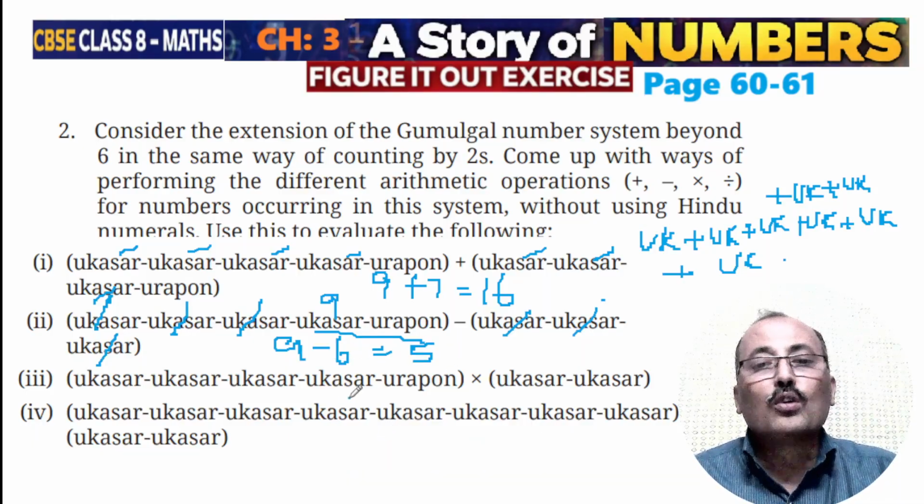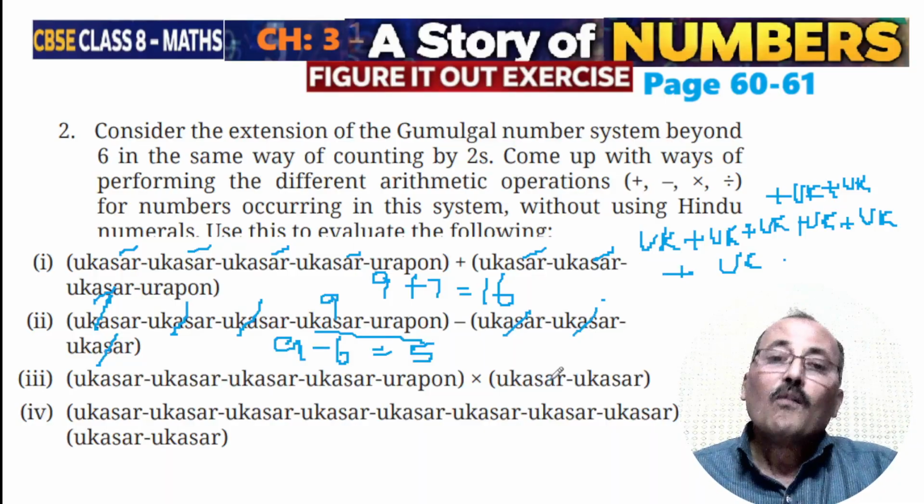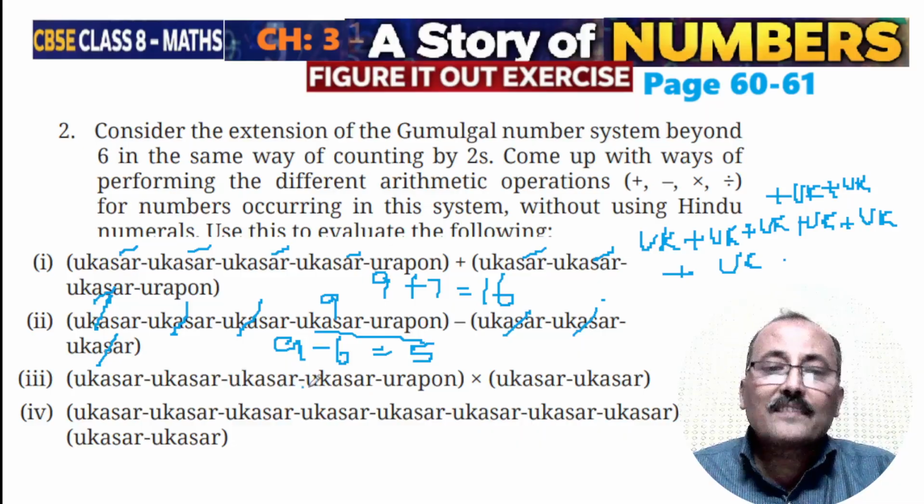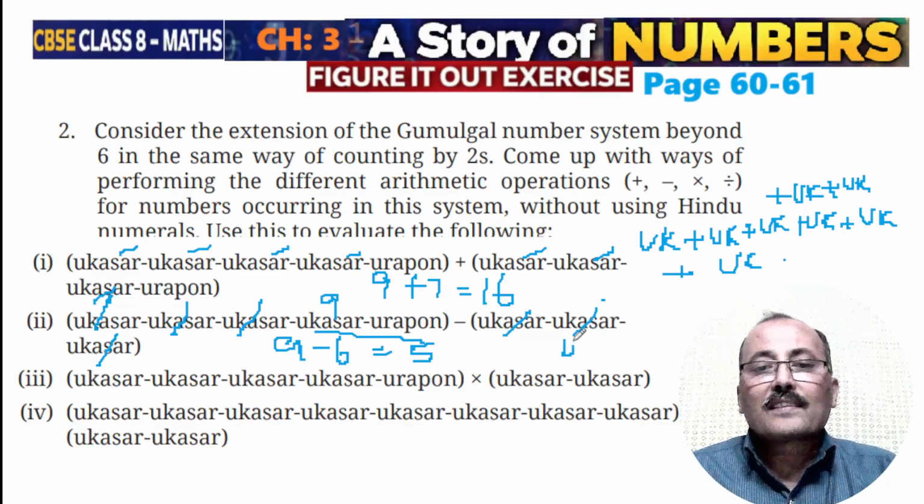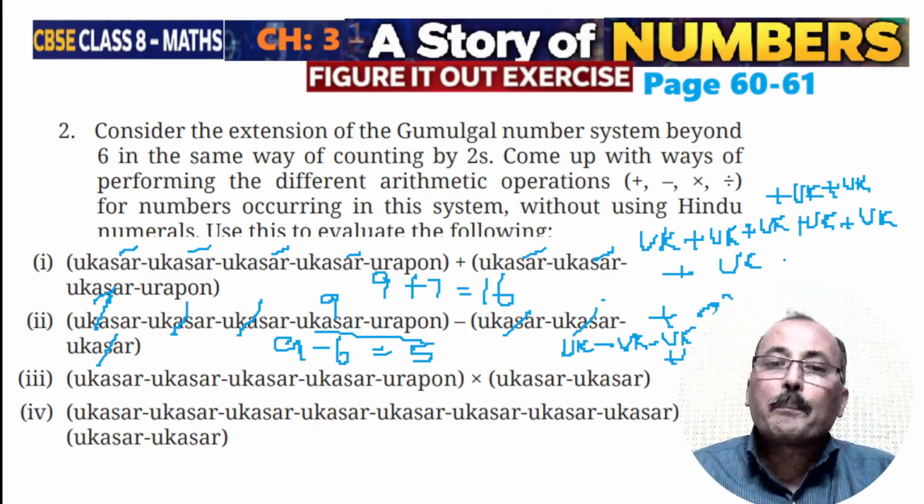Next one, into. What is that? Ukasar into ukasar. 2 times. This is 2, no? So for them this means we have to double it. Ukasar means 2. If they wrote here 1, they have to write as it is. Now what they will do? They will write this all 2 times. Ukasar, ukasar, ukasar, urapan, plus the same thing they have to repeat once again.